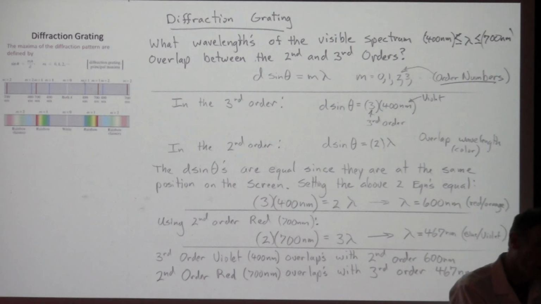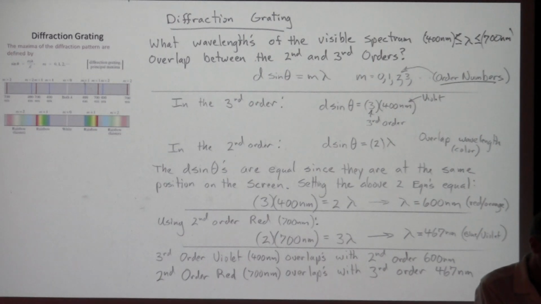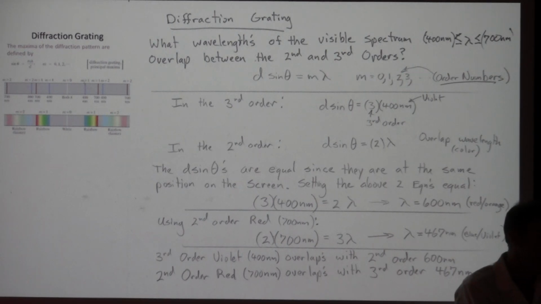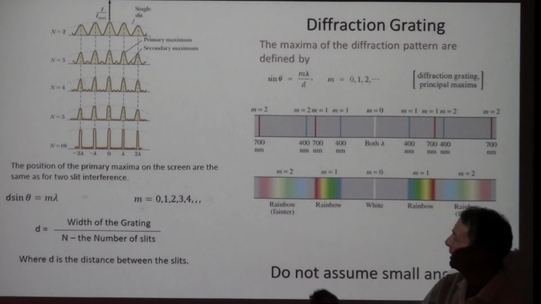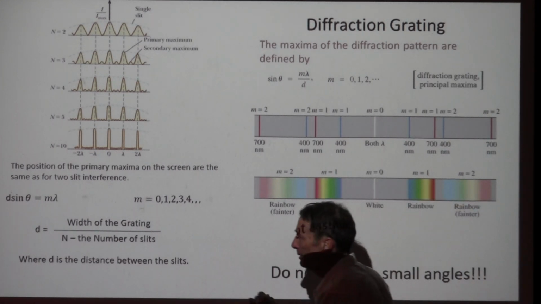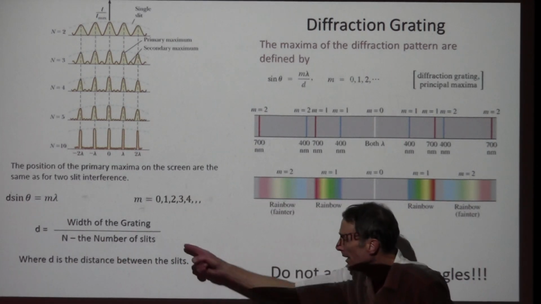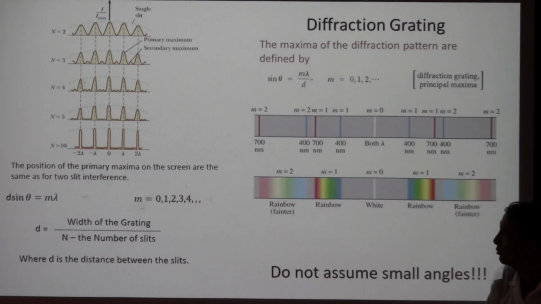Okay, so this is kind of a hard one, but if you can get your head around this, there are a lot of ideas in here. You'll understand this stuff about the diffraction grating. And again, do not assume small angles. Always play with d sine theta equals m lambda. Again, the idea of the distance between them.